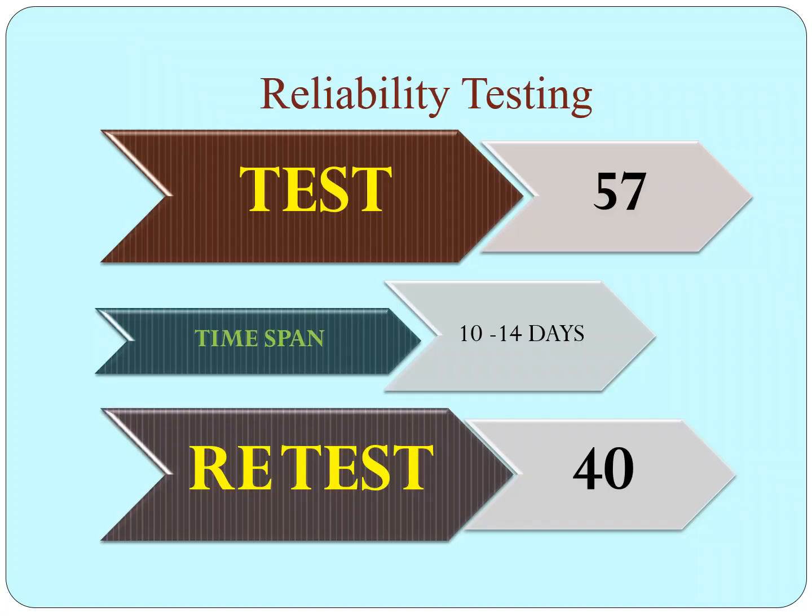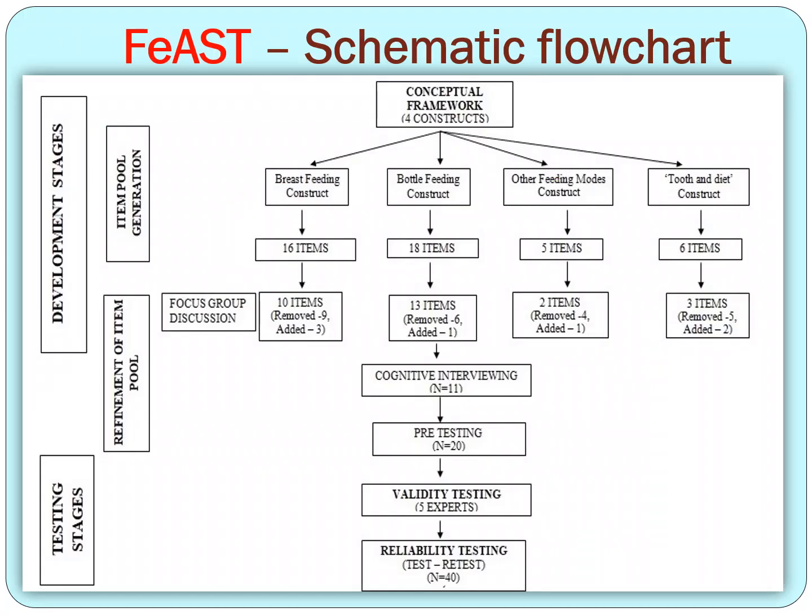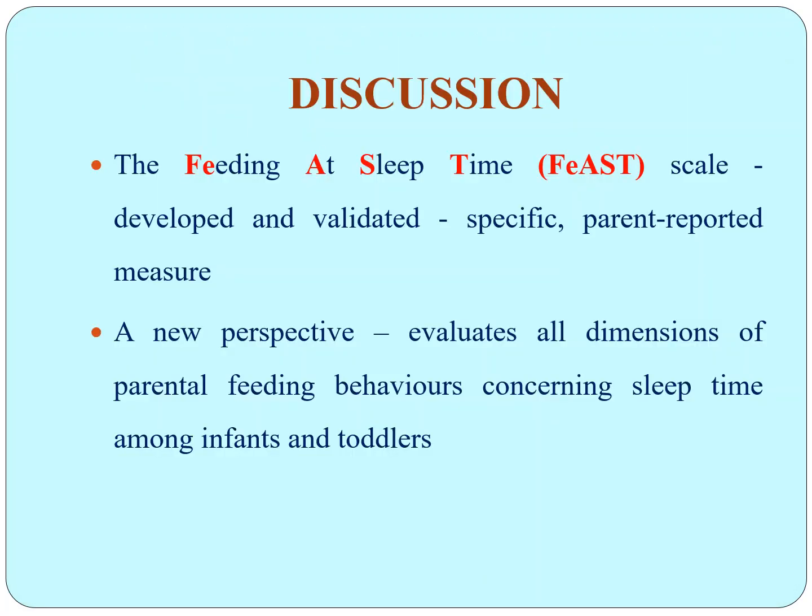Finally, the scale was subjected to reliability testing through a test-retest method where it was initially tested on 57 mothers and after 10 to 14 days on 40 mothers. And an almost perfect agreement was obtained in 96% of the items with a kappa value of 0.81 to 1. So this describes the schematic development of the FeaST scale. So the initial items which were formed and which were subjected to focus group discussion, cognitive interviewing, pre-testing, validity testing, and finally reliability testing. The FeaST scale was developed and validated as a specific parent-reported measure.